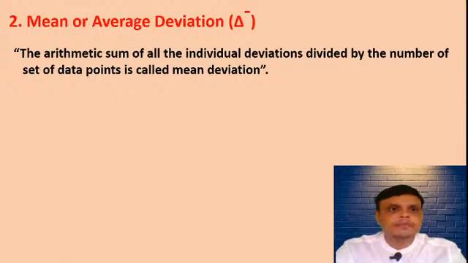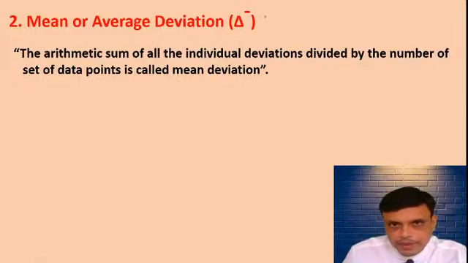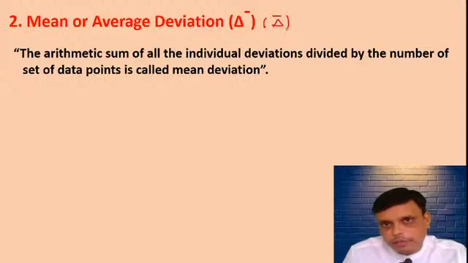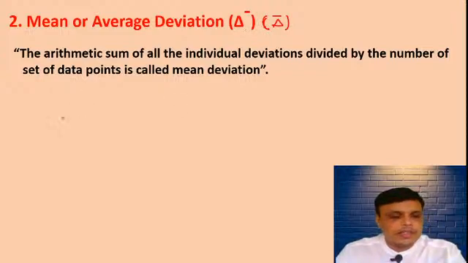Okay, then the next term is mean deviation or average deviation. It is denoted by delta bar. What is the definition of mean or average deviation? It is the arithmetic sum of all the individual deviations divided by the number of data points. It is called the mean deviation.